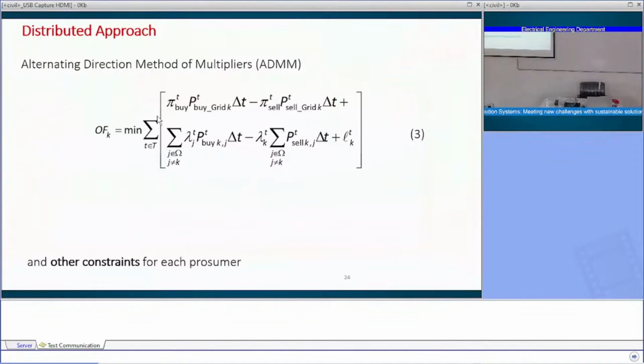Of course, the user tries to minimize the power or the cost associated to the absorption or consumption of power from the reseller, and there is a minus, so increase the power that is injected, so it takes into account the revenues. But then there is a plus with these two terms. What are these two terms?